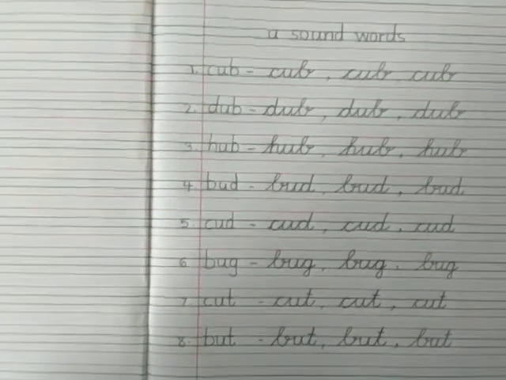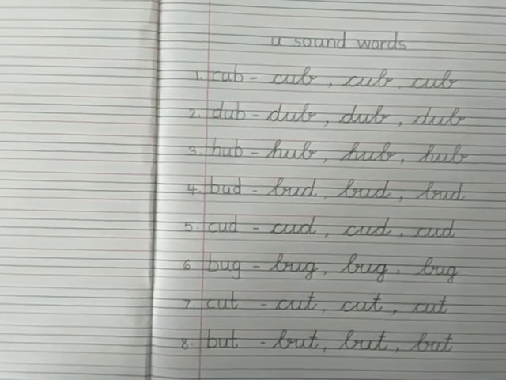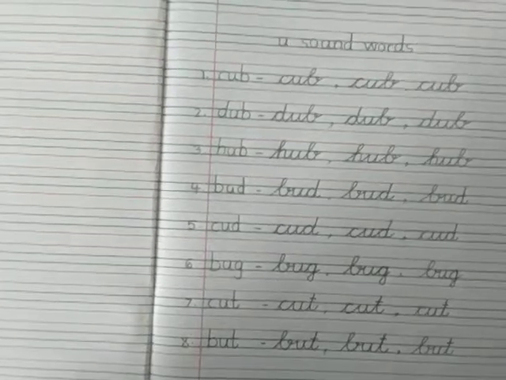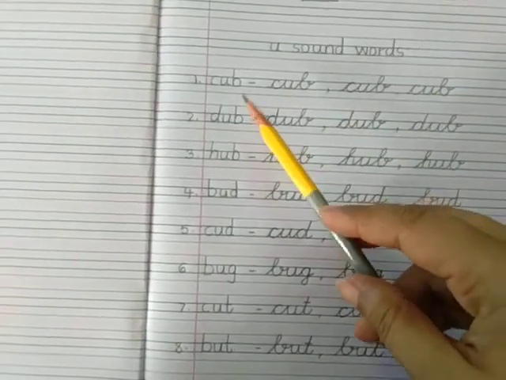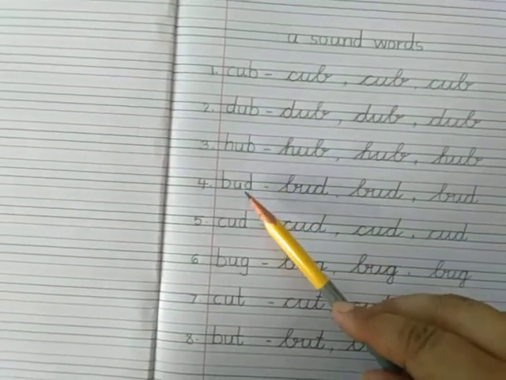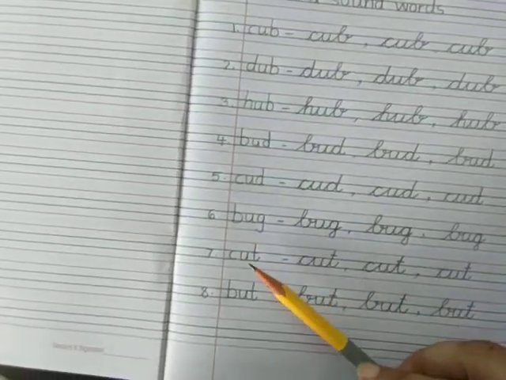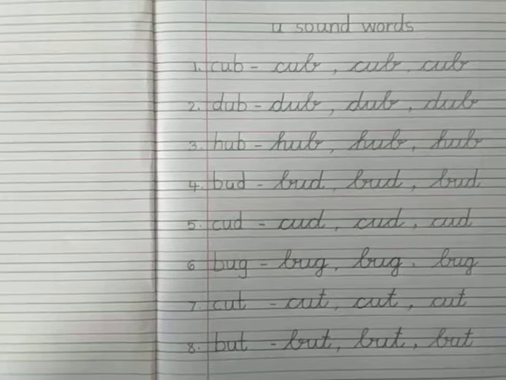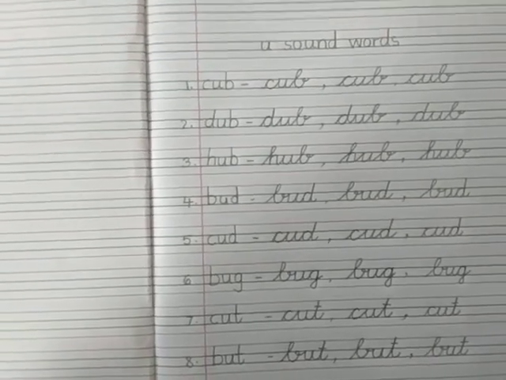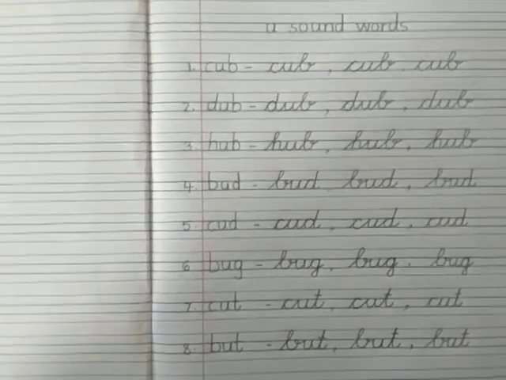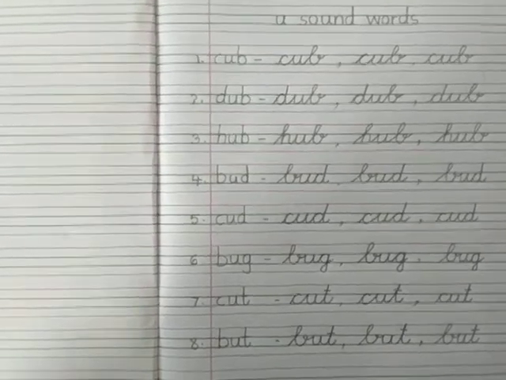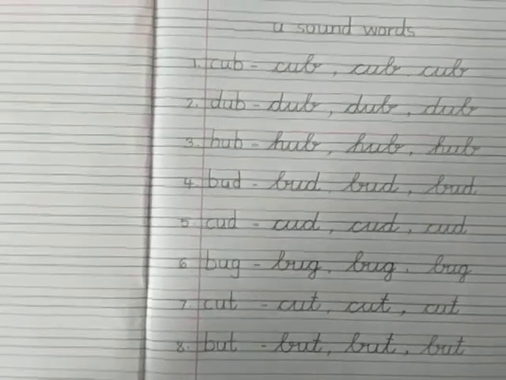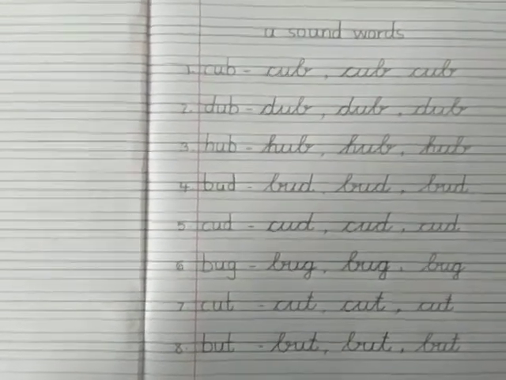So class, this was your cursive class today. As we have written cub, dub, hub, bud, cud, bug, cut and but in cursive, you also have to practice the same. And if you want to write only 2 times, then write only 2 times. Okay? You will write 2 times but you have to write it beautifully.